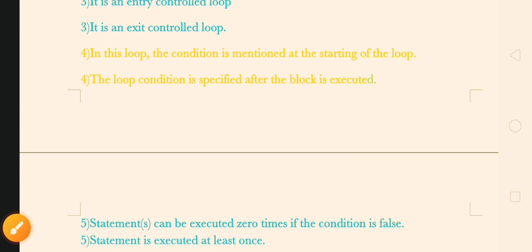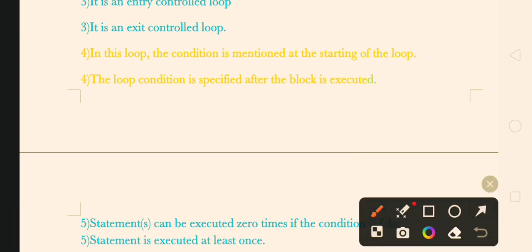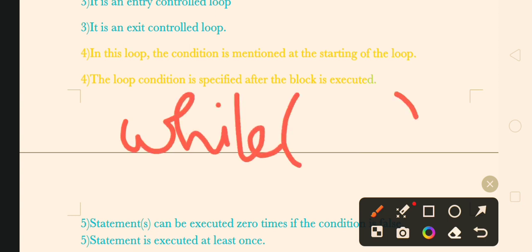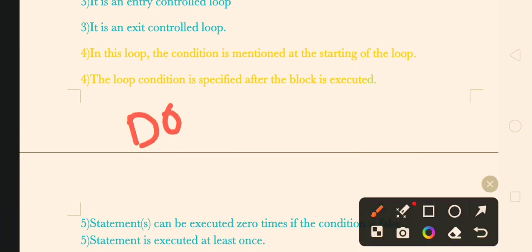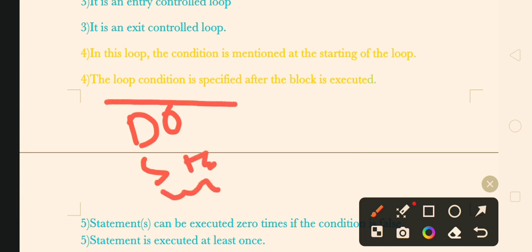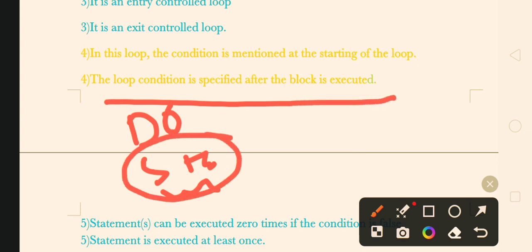In this loop, the condition is mentioned at the starting of the loop. In the starting of the loop itself, while, then condition, it is mentioned. But in the do while loop, first we write do, whatever statement we need to execute, then we write while and the condition. The loop condition is specified after the block.